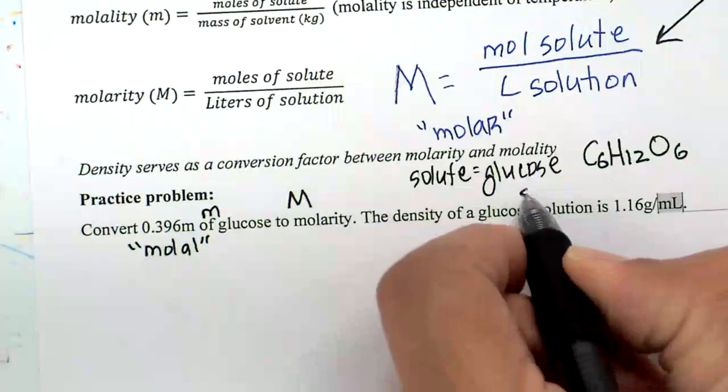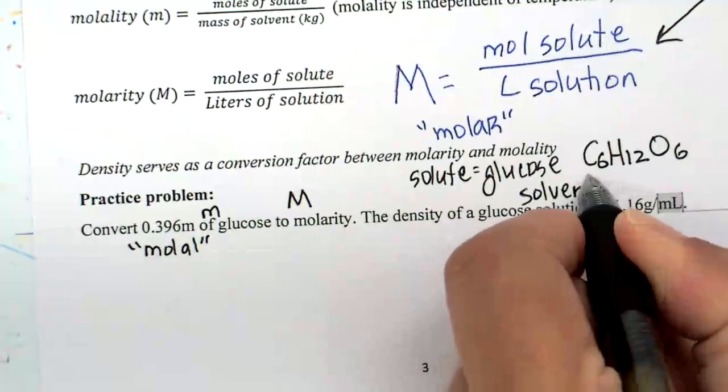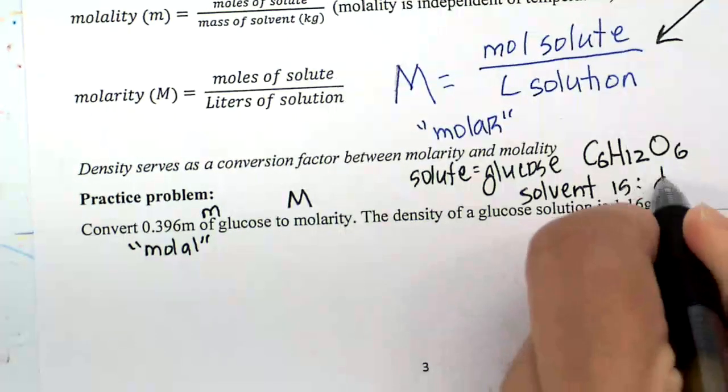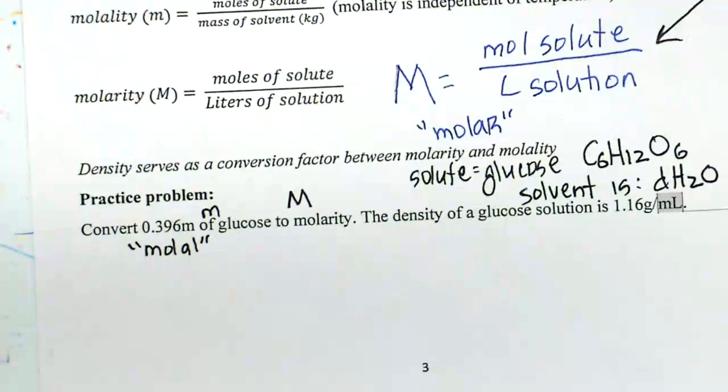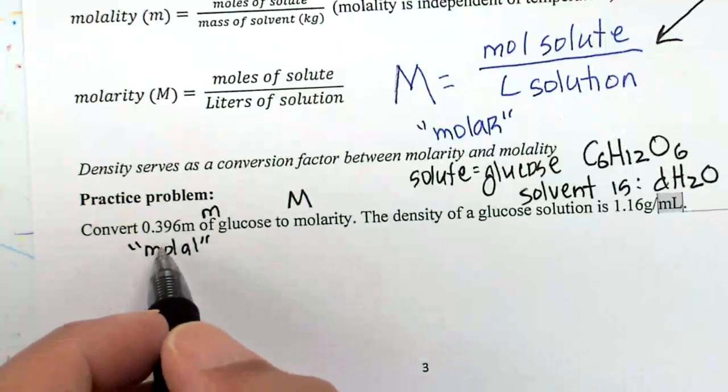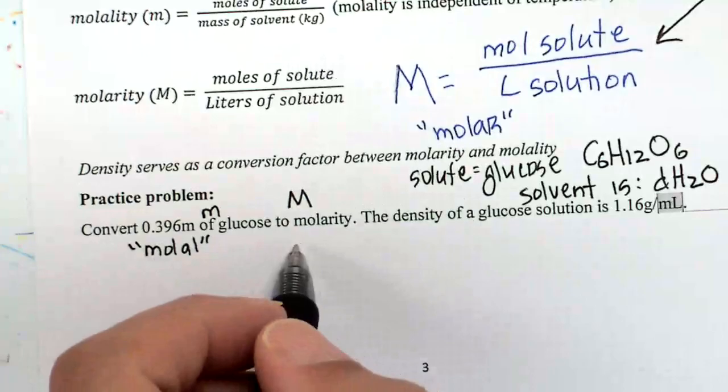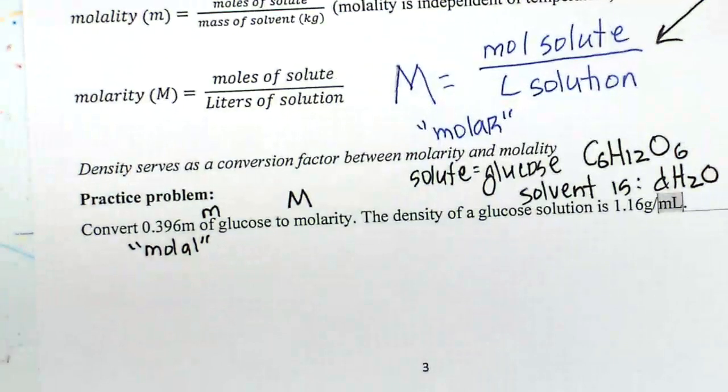Without them telling you this, we can safely, at least on my exam, if they're vague, assume the solvent is water. Distilled water. On the exam, when I write it, I'll make sure to specify your solvent is water. If not, you can just assume it's water. Aqueous. All right, so we're going to convert molal to molar.